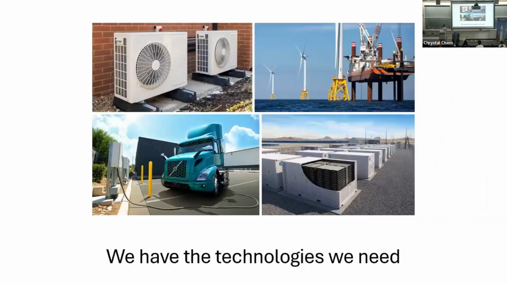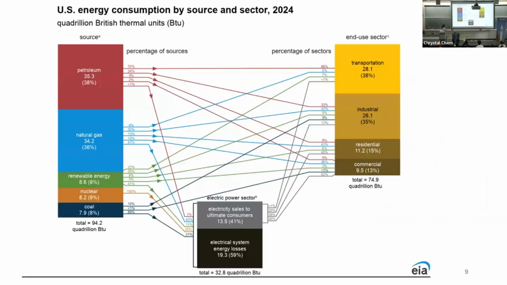We have the technologies we need. We can always invent better ones, but we've got what we need in terms of the wind and the solar and the batteries and the heat pumps and the industrial decarbonization innovations.